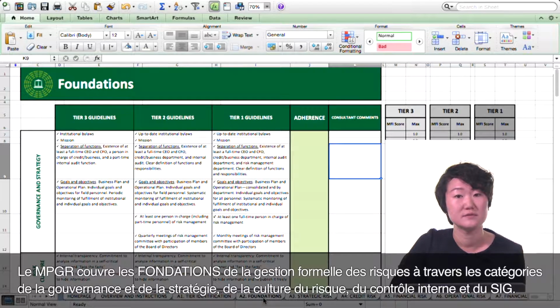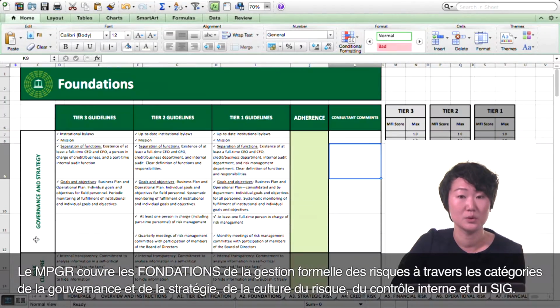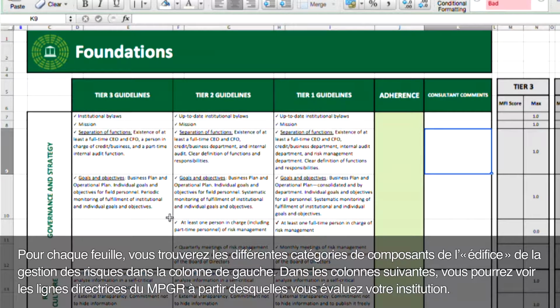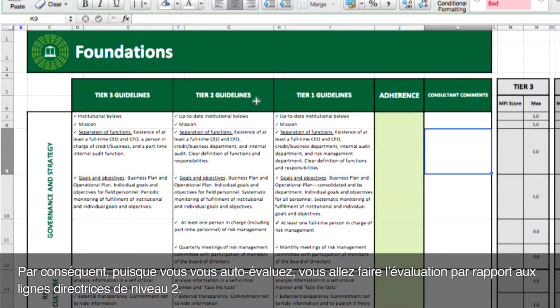The RMGM covers the foundations of formal risk management through the categories of governance and strategy, risk culture, internal control, and MIS. On all the sheets, you'll find the categories within the risk management house components on the very left-hand side. Next to the categories, you'll see the RMGM guidelines, which you are assessing your institution against. What you want to look for are the guidelines for your tier category identified in the previous step. So today's example was categorized as Tier 2. Then, as you're assessing yourself, what you want to do is assess against the Tier 2 guidelines.